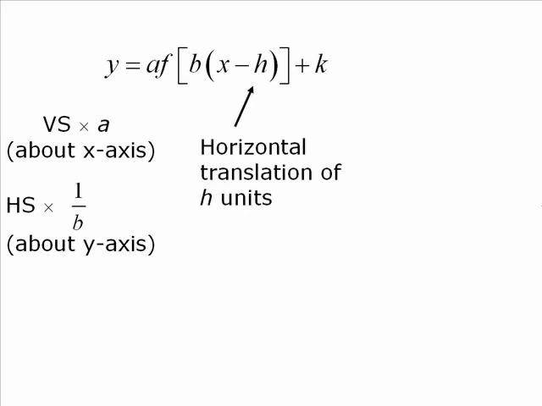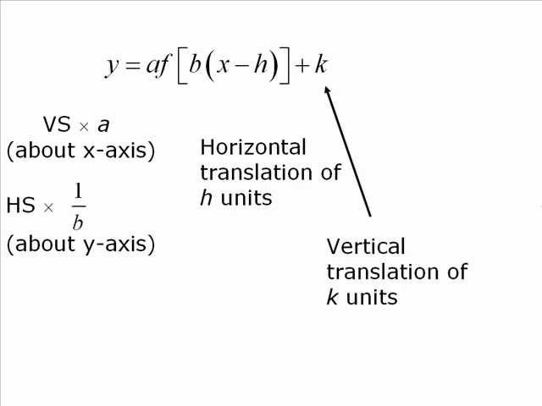And then we've got a horizontal translation of h units. Sign is opposite to direction. And then a vertical translation of k units. Now, I did not include in this one the reflections, but those would be found with the signs of a and b, and we will see several of those shortly.